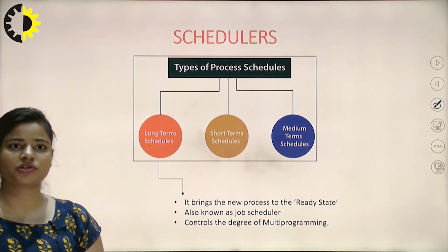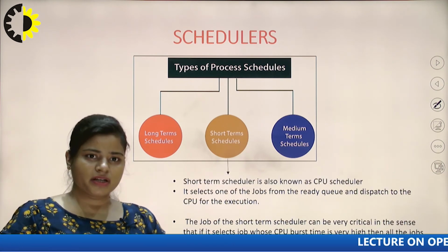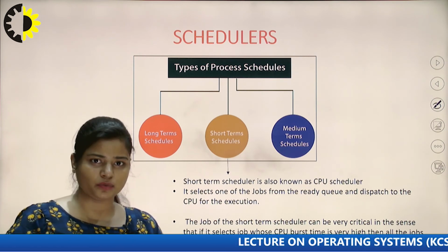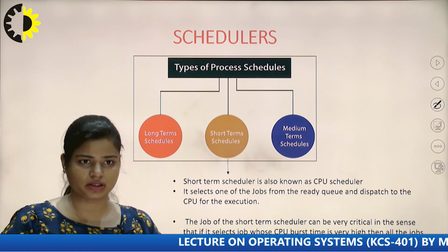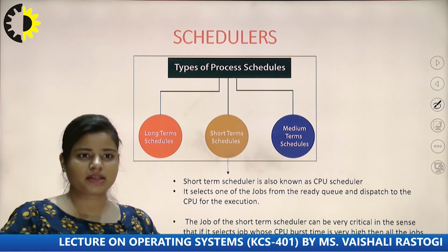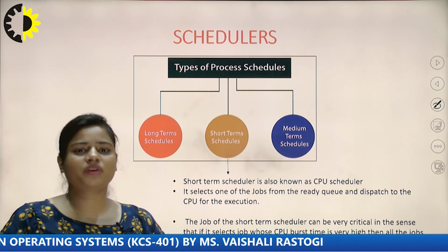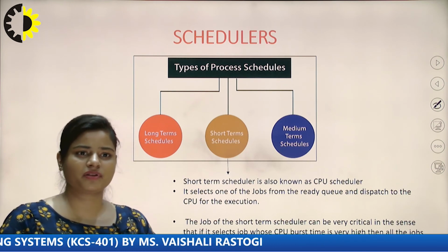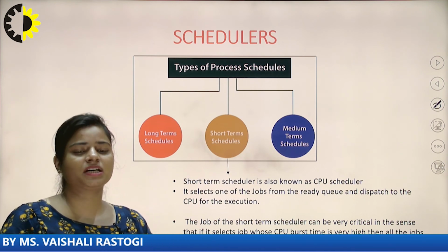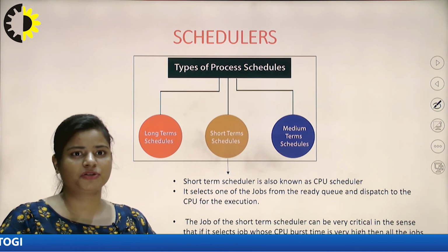Next, we go towards the short-term scheduler. The short-term scheduler is known as the CPU scheduler. It selects one of the jobs from the ready queue and dispatches it to the CPU for execution. The job of the short-term scheduler can be very critical, in the sense that if it selects jobs where CPU burst time is very high, then all the jobs after that will have to wait in the ready queue for a very long time. The ready queue basically comes under the ready state.